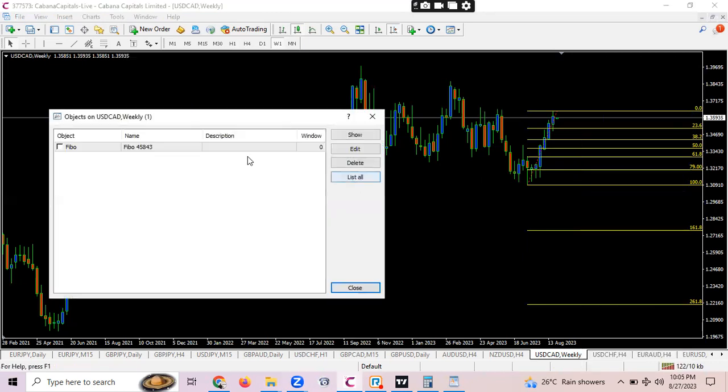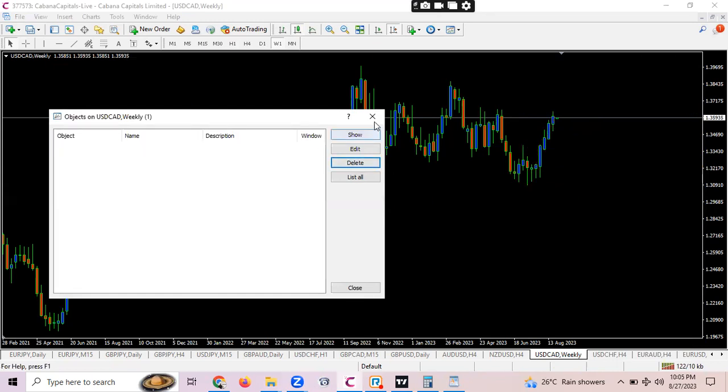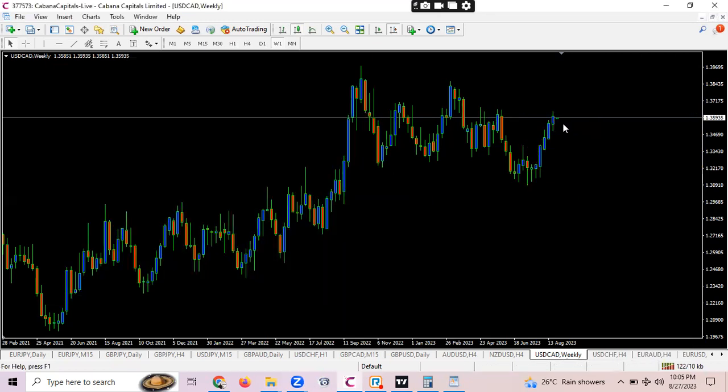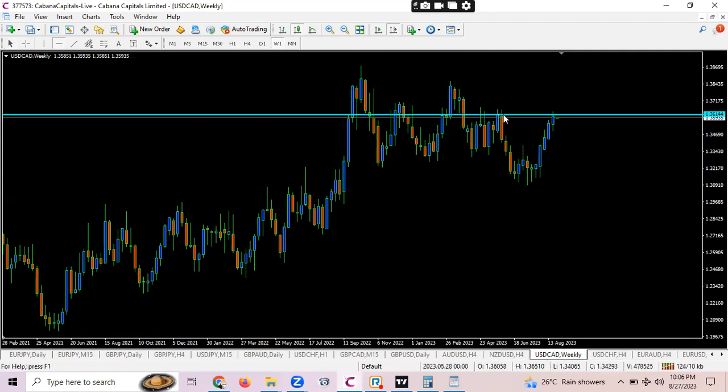If we're looking at the weekly price action, it's obvious that the buyers, the bulls, are still in control. So we can just jump in and start selling. Another thing we want to consider here is this previous resistance. It could be the reason for the rejection we saw last week, I think last Friday.